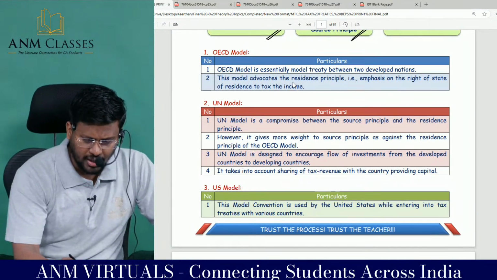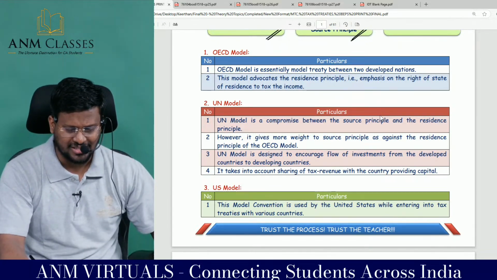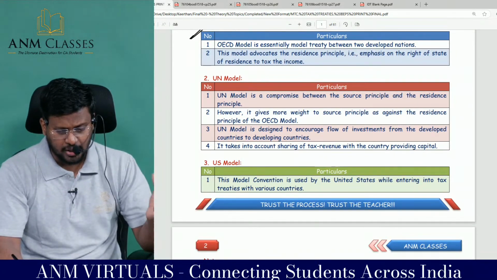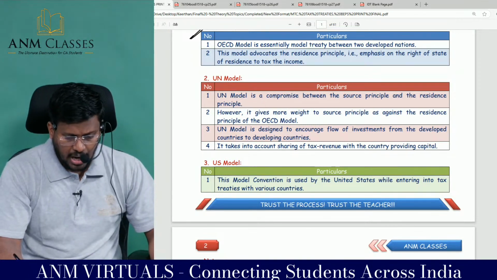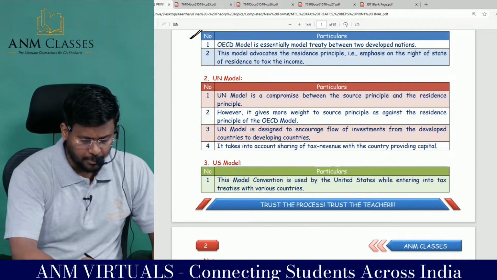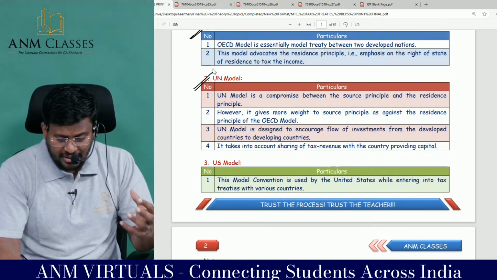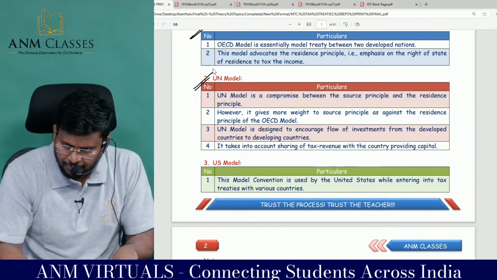So the OECD model is the essential model treaty between two developed nations. This model advocates the resident principle, that is, emphasis on the right of the state of residence to tax the income. That's what the OECD model is. Whereas the UN model is a compromise between the resident principle and the source principle. However, it gives more weight to the source principle as against the resident principle of the OECD model. The UN model is designed to encourage flow of investment from the developed country to the developing country.